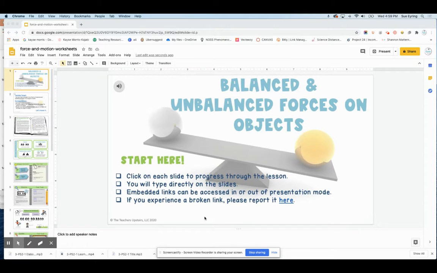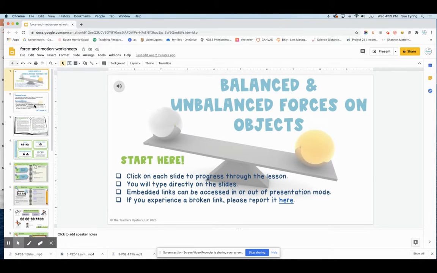Today I'll be showing our digital interactive notebook that follows the 5E model for balanced and unbalanced forces on objects. This is the title slide you're looking at. It shows students how to progress through the slideshow. And since technology can be a little bit tricky, we've provided a link that will allow you to report any broken links within the lesson should they happen.